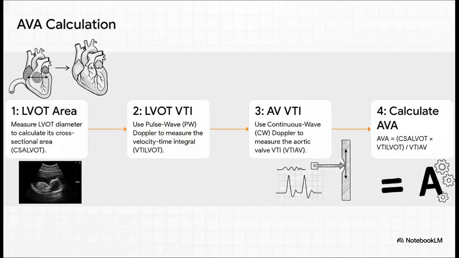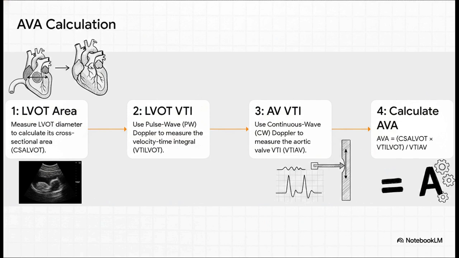Okay, so how do we actually do this? Let's break it down into 4 simple steps. Step 1, we measure the diameter of the LVOT just before the valve to calculate its area. Step 2, we use pulse wave Doppler right in that same spot to measure something called the velocity time integral, or VTI. It basically tells us how far a column of blood travels with each heartbeat. Step 3, we switch to continuous wave Doppler to measure the VTI of that super fast jet shooting through the stenotic valve itself. And finally, step 4, we plug those 3 numbers into our equation.